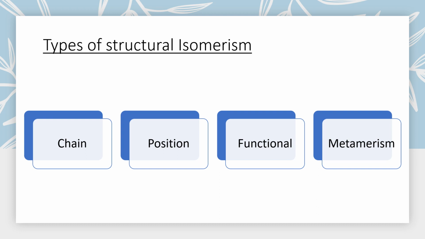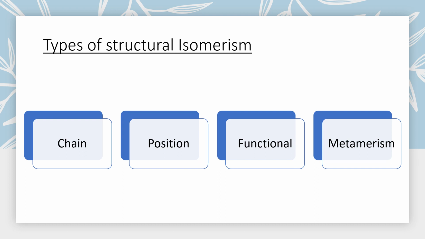Moving to functional isomerism, they have the same molecular formula but they are different in the functional group, like ethanol and dimethyl ether. Ethanol is CH3CH2OH, whereas dimethyl ether is CH3OCH3.